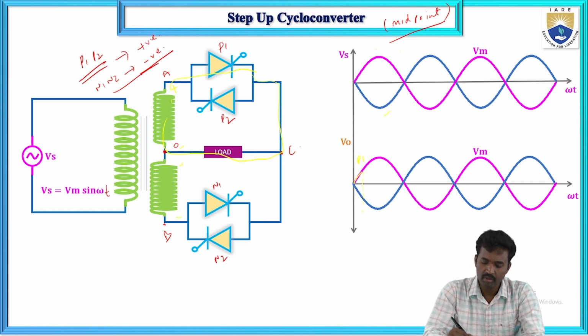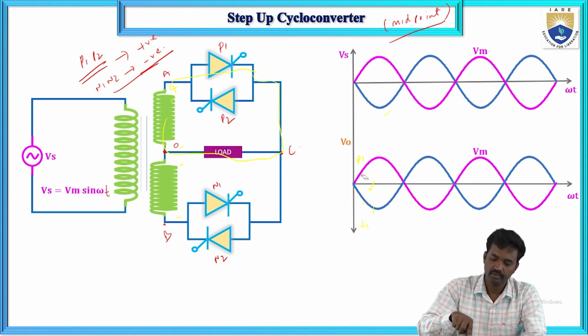At omega t equals T1, P1 is force commutated, and after that N2 will conduct because this is negative. So now here this N2. With this negative voltage, N2 will conduct. So this is the N2.